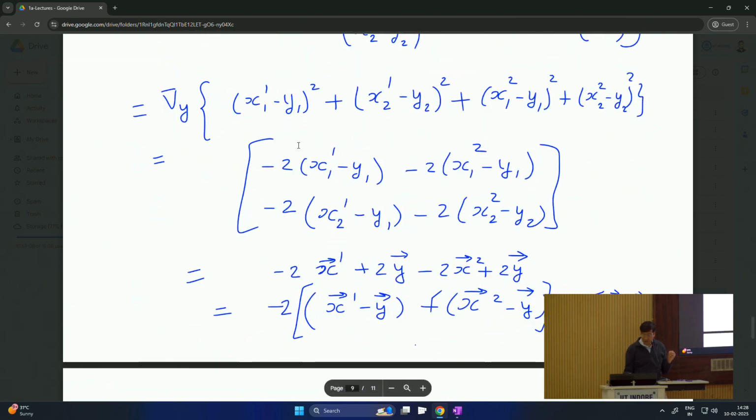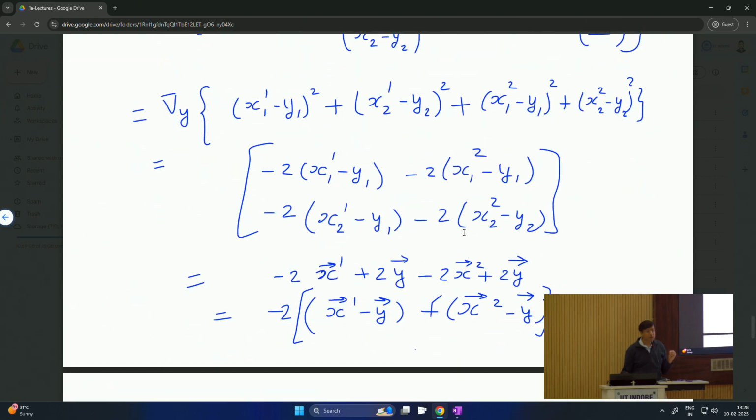So look at this. This is the gradient. Now to find the Hessian, we differentiate each of the terms with respect to y1 and y2 and put them in a matrix format. If you differentiate this whole thing with respect to y1, what will you get? Minus 2, minus 2, minus 2, minus 2, plus 2, which gives 4. With respect to y2, you get 0. Differentiating the other term with respect to y1, you get 0. With respect to y2, you get 4.